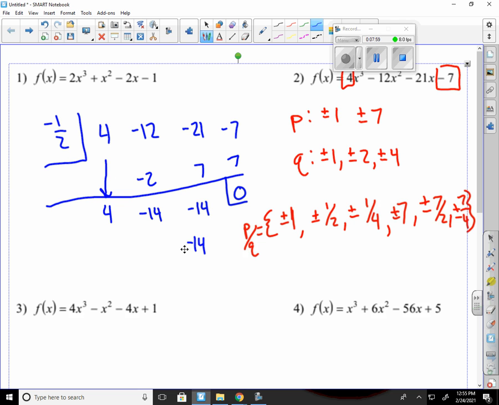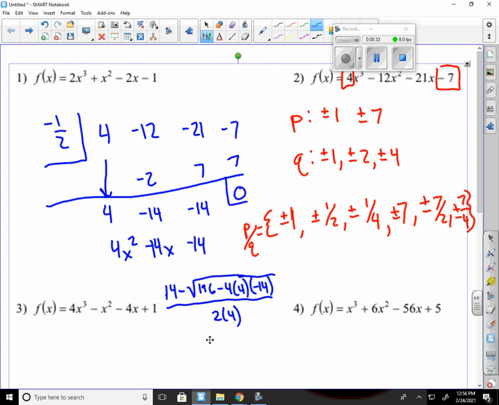Backfill my formula here. It's 4x squared minus 14x minus 14. Plug in the quadratic formula. Negative b, that's a positive 14, minus the square root of b squared, which is 196, minus 4 times 4 times negative 14. Boy, this problem feels familiar. Over 2 times 4. 4 times 4 is 16. Well, that'd be negative 16 times negative 14 is 224. We have 14 minus the square root of 224 over 8.